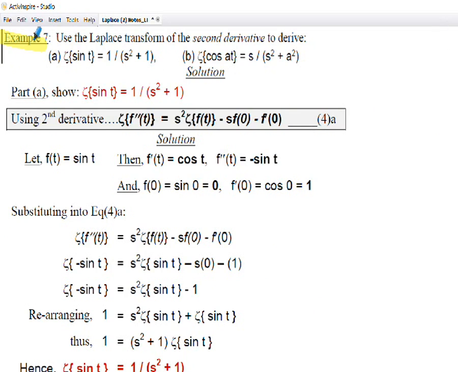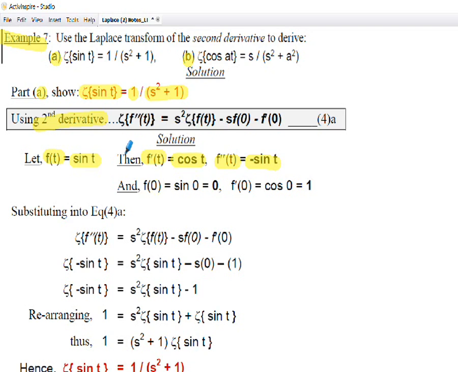Okay, in this example we've got two parts to the problem. We're going to look at part A first of all. We're going to find the Laplace transform of sine of t, which is equal to 1 over s squared plus 1. We're going to use the second derivative to show this is true. So in this case the function of t we're given is sine of t. If we differentiate sine of t, we get cos t, so our first derivative is cos t, and if we differentiate cos t, we get minus sine t, which is our second derivative of the function of t.